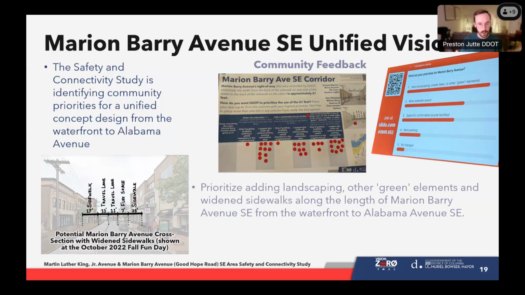That doesn't preclude potentially a shared use path or wider sidewalks that could be safe as well for folks on bikes or scooters. But the thing that we really heard from folks was wider sidewalks, green elements, and landscaping. Next slide, please.